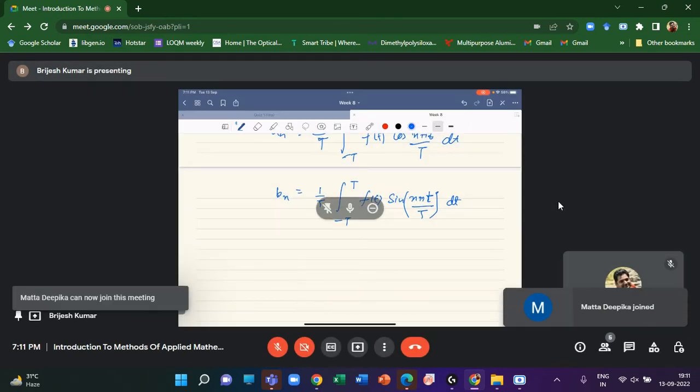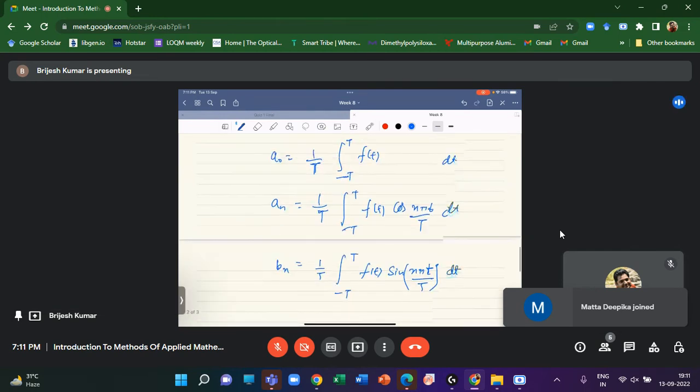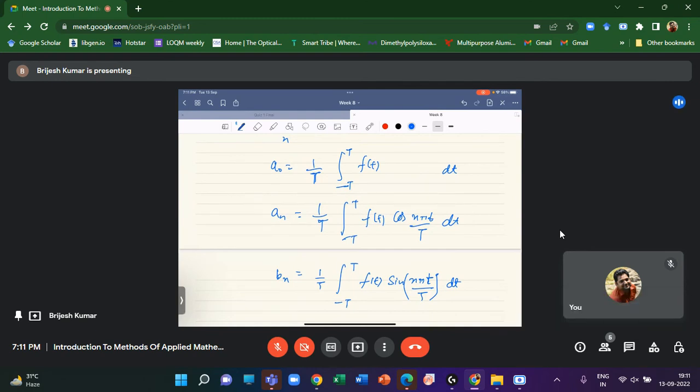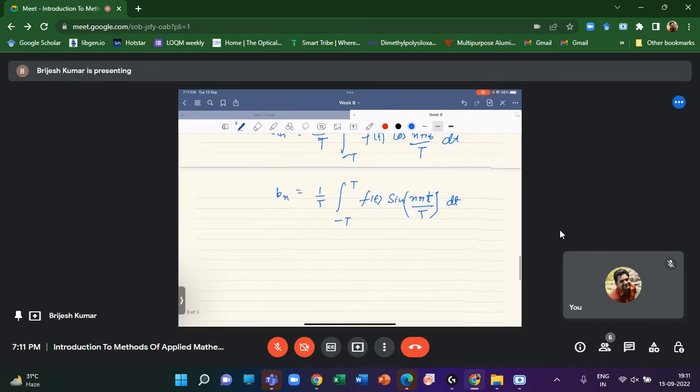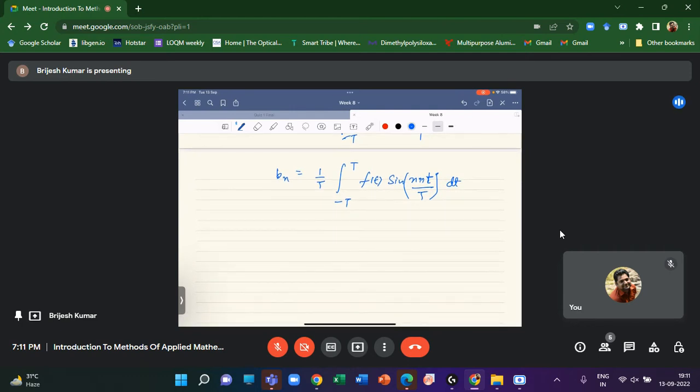What will be written for a naught? a naught is 1 by T, integral from minus T to T of f(t) dt. In the expression, what have you taken, a naught by 2 or a naught? I have taken a naught by 2. Okay, okay. So this is the bn, we can write like this, and our n will vary from 1, 2, 3 till infinity. Okay, so any function f(t) can be written like that.